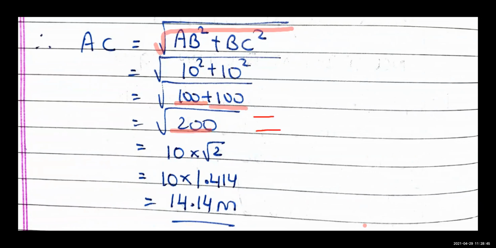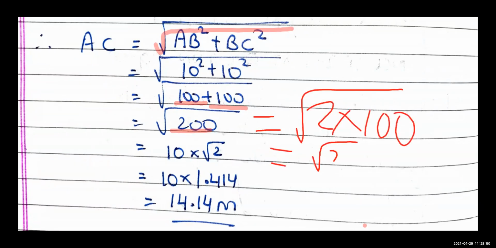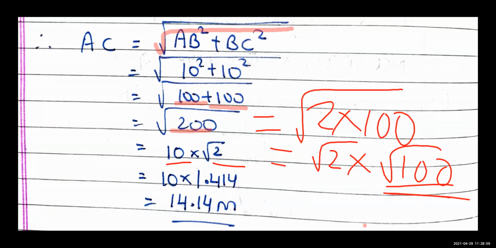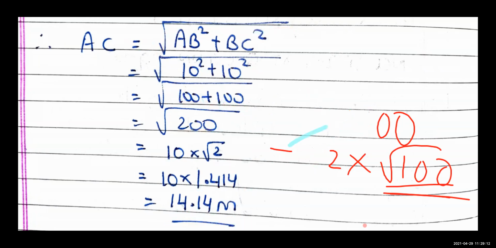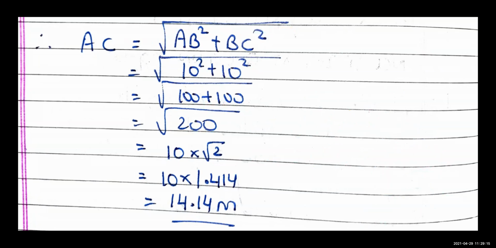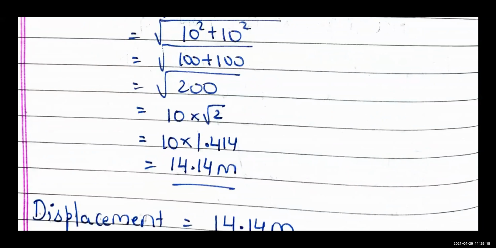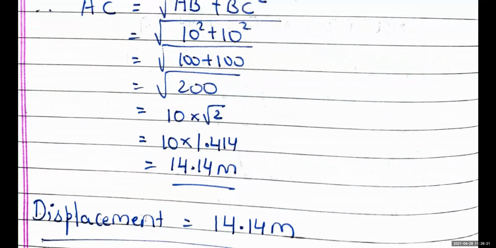Can I write this equal to 2 into 100, right? This is nothing but root 2 into root 100. Now root 100 we know it is 10. Root 2 value, if you see it in the calculator, it is 1.414. So when you multiply 1.414 by 10, you will get 14.14 meter. So the displacement of the farmer at the end of 2 minutes 20 seconds, that is 140 seconds, is 14.14 meter. So this is how you're going to calculate the displacement.